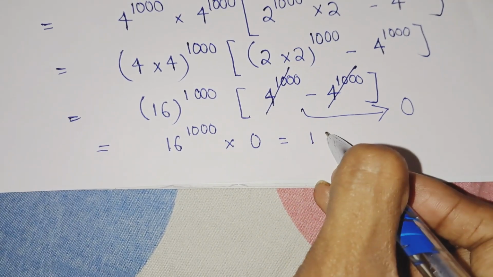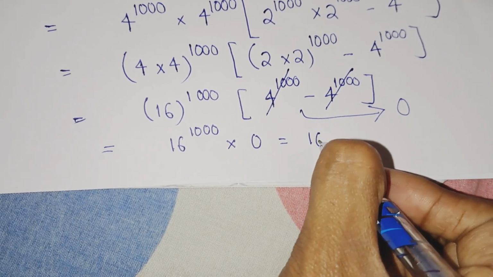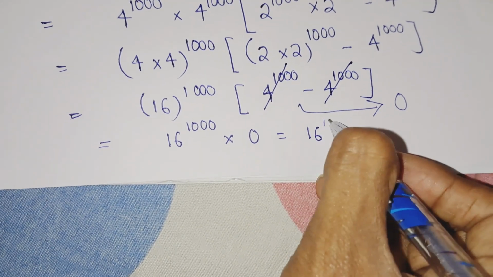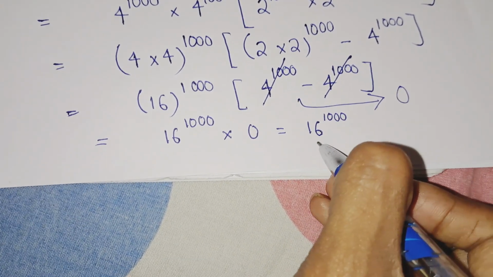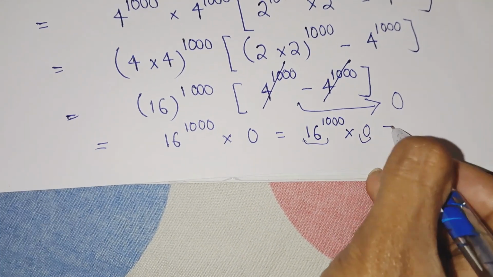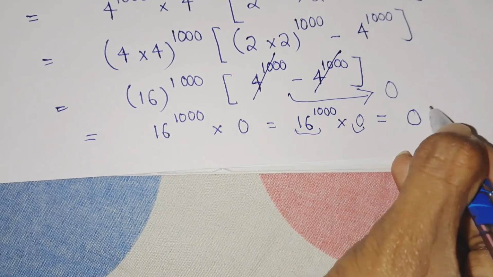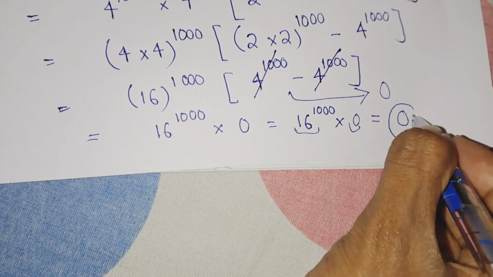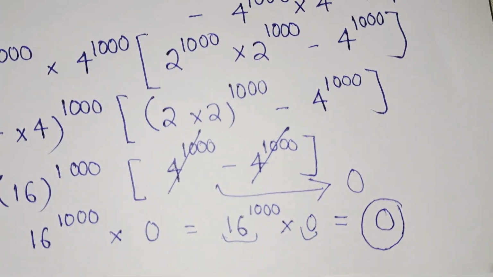So what we can write now is 16 to the power 1000 as one term, multiplied by the second term, which is 0. If this term is multiplied by 0, obviously the answer is 0. So 0 is the final term, which is the final answer.